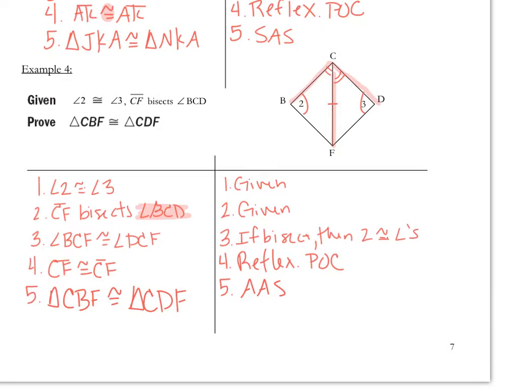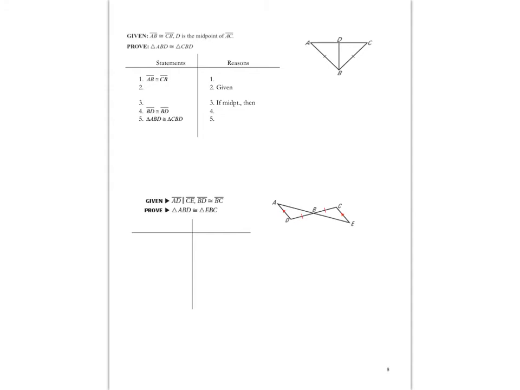Naming angles is one of the hardest things in geometry. It comes up throughout the whole year. The next one, if I look in the middle, I see they share a side. So that means CF is congruent to CF by reflexive. And then I have two angles and a side, and the side is not in the middle of the two angles, so it's angle, angle, side. On this page, two on this page.